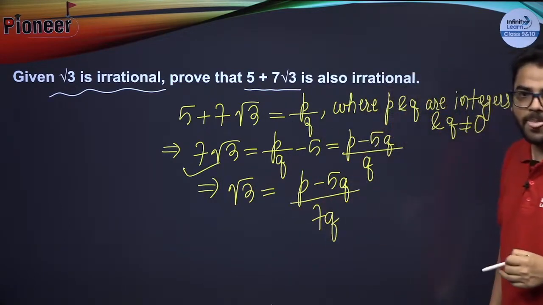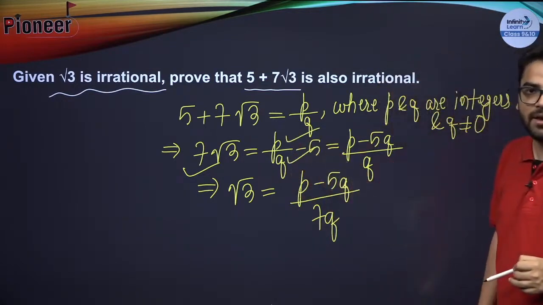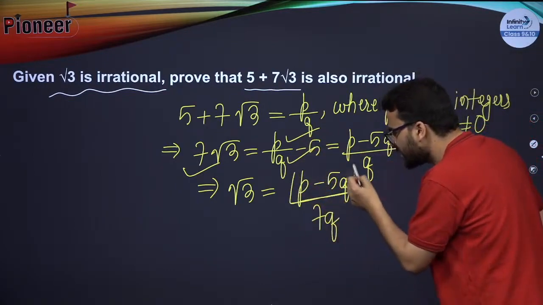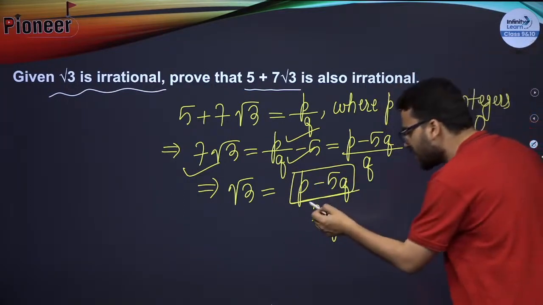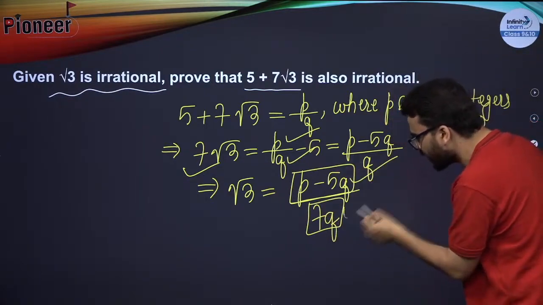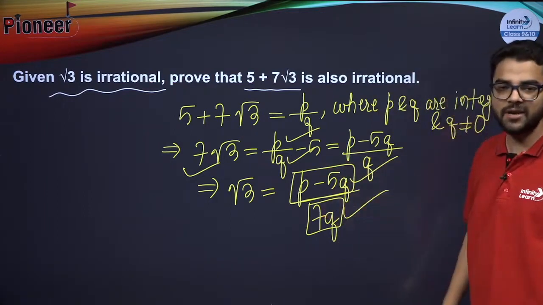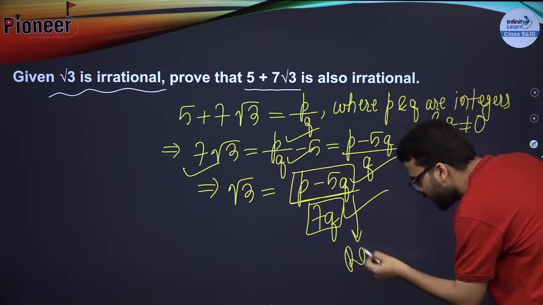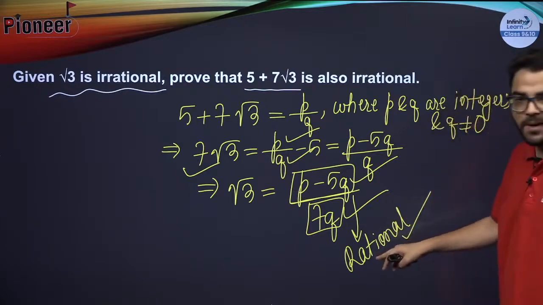I hope this is clear. Now you see over here, P and Q we have already assumed to be integers. So P minus 5Q will obviously be an integer, and 7Q will obviously be an integer. Now a ratio of two integers, and obviously the denominator is not equal to 0, is a rational number only. So this is coming out to be a rational number, right?